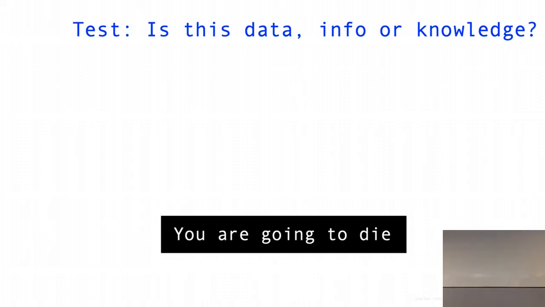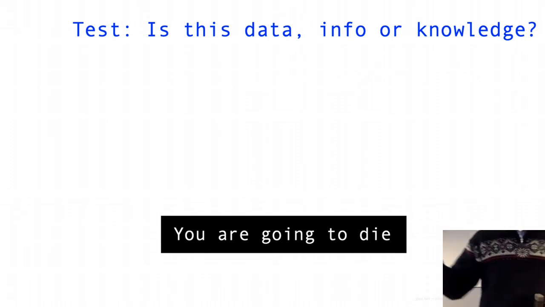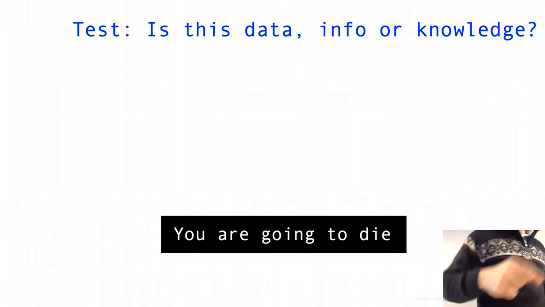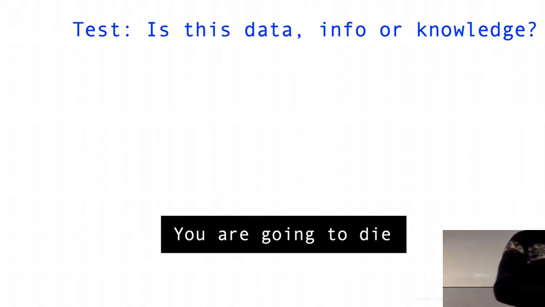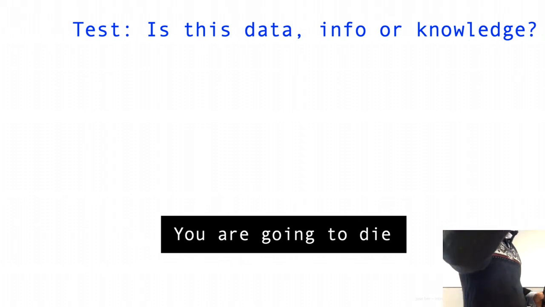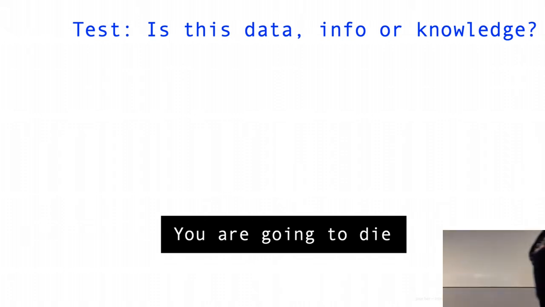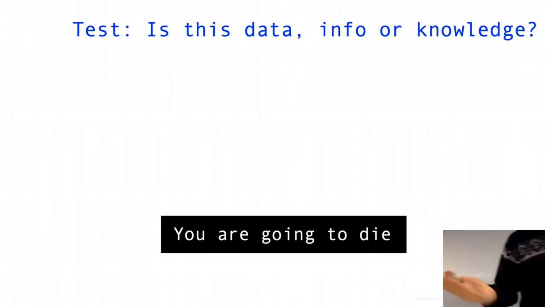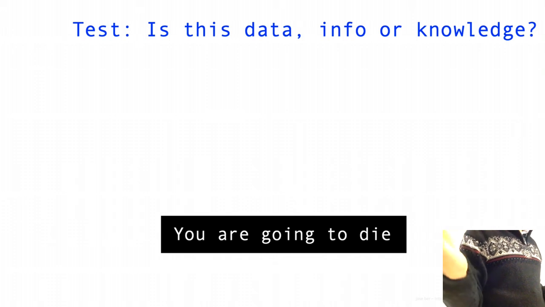Okay, another test. If I show you this, yes, you're laughing, right? What's your name? Carl? Carl, is this data, information, or knowledge? What is it? Okay. Yeah, she's right. There's no information here because everybody's going to die. Everybody knows that. There's zero information value, actually. There's 0 bits of information here.